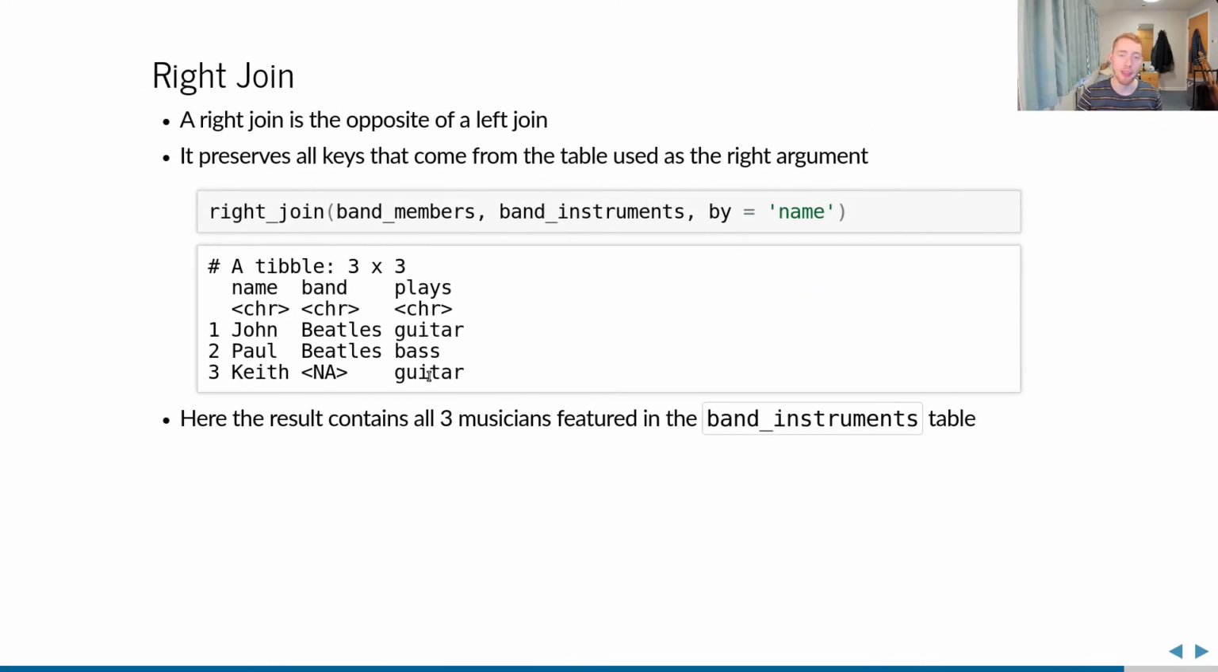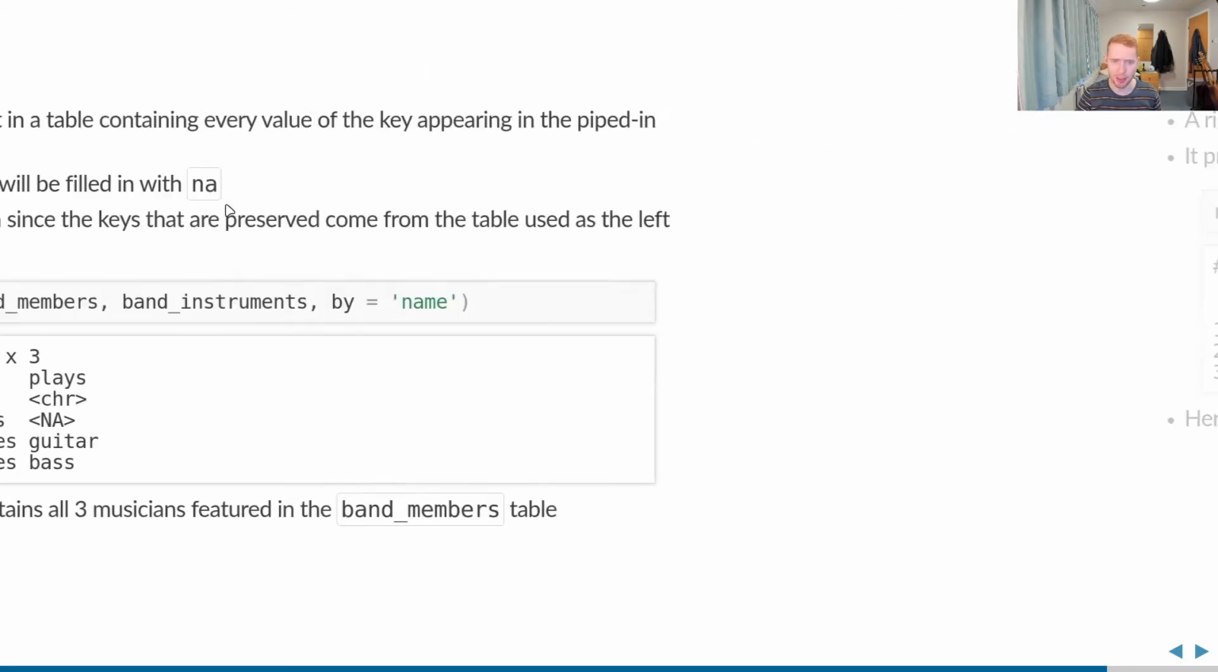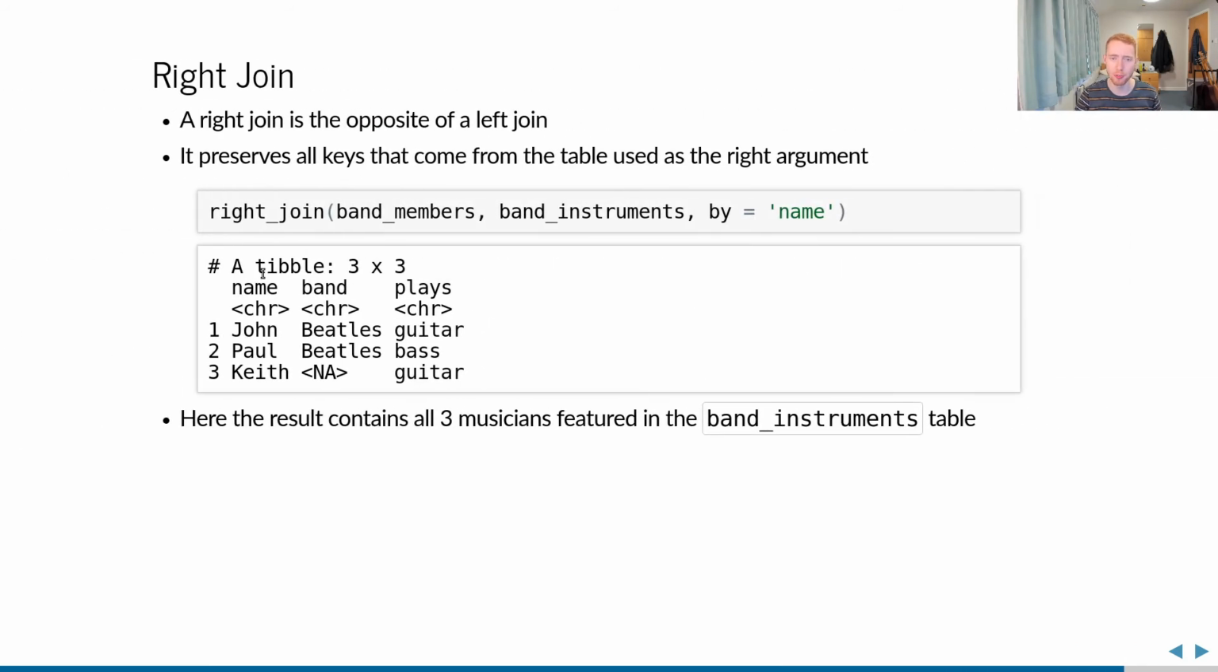Okay, and then similarly we have a right join. This is the opposite of a left join. It gives precedence to the right-hand table. And so, for example here, we do the exact same ones as before, the same tables, but now rather than having a missing value for Mick, we keep Keith, who appeared in the band instruments, and have a missing value for what band he was a member of. So it's the opposite of the left join.